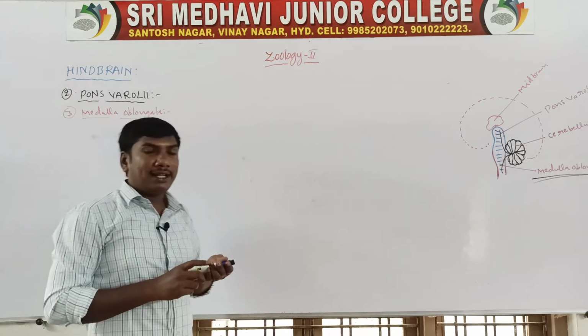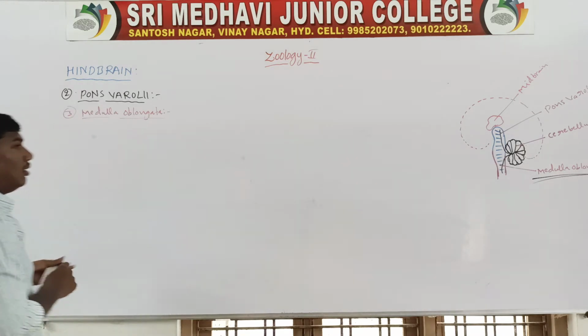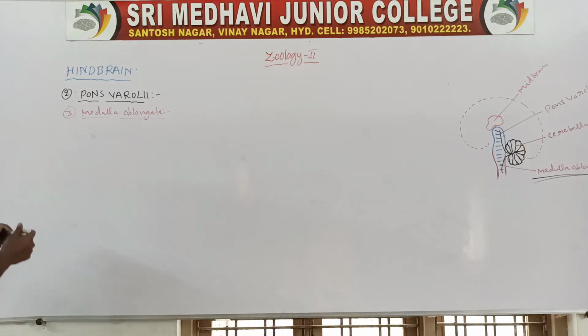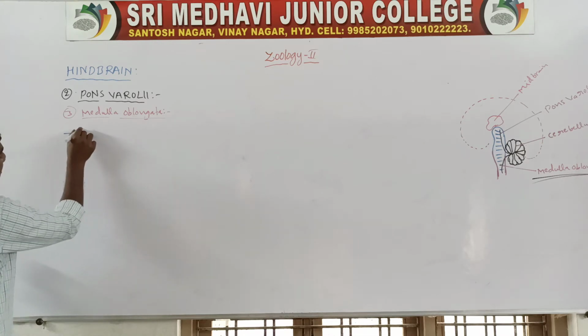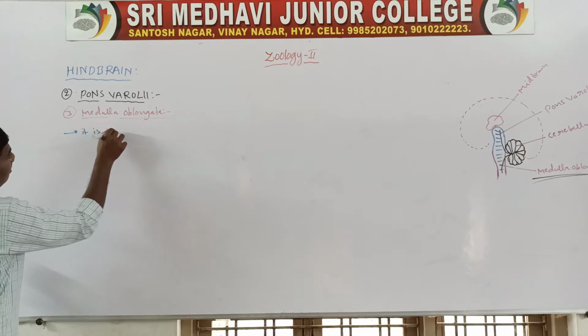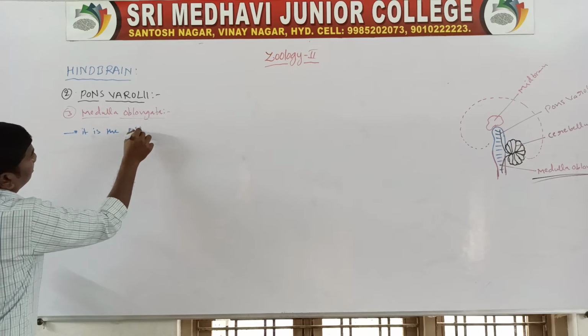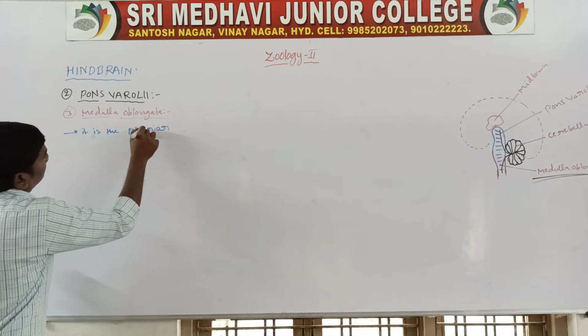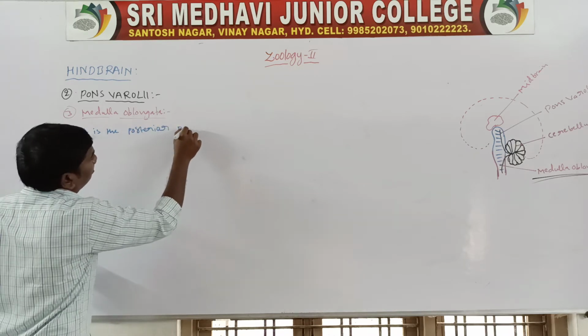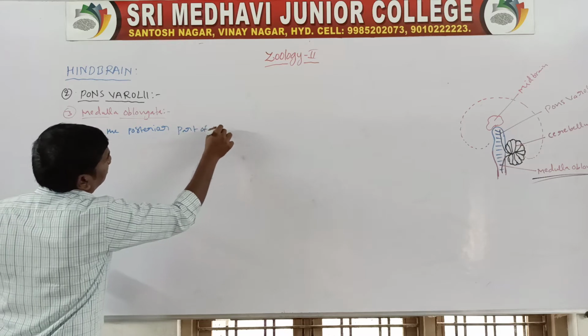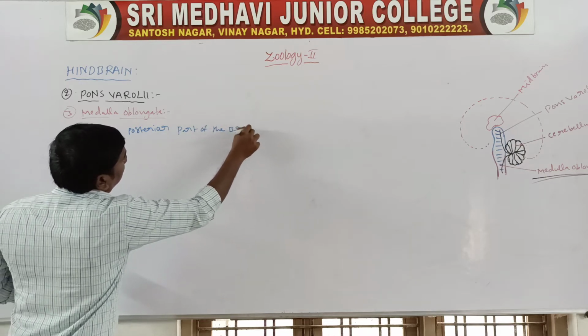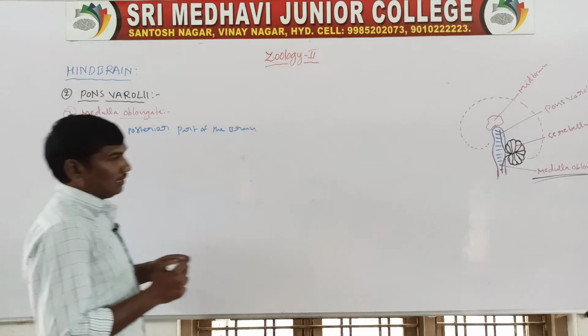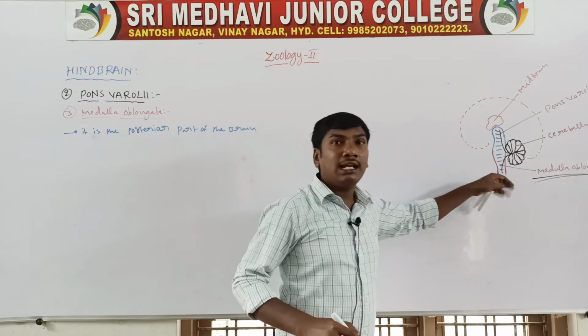The medulla oblongata is present in the posterior part of the brain.